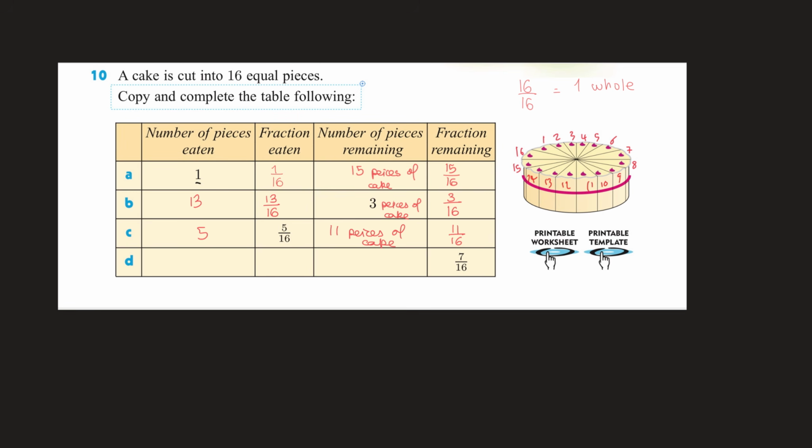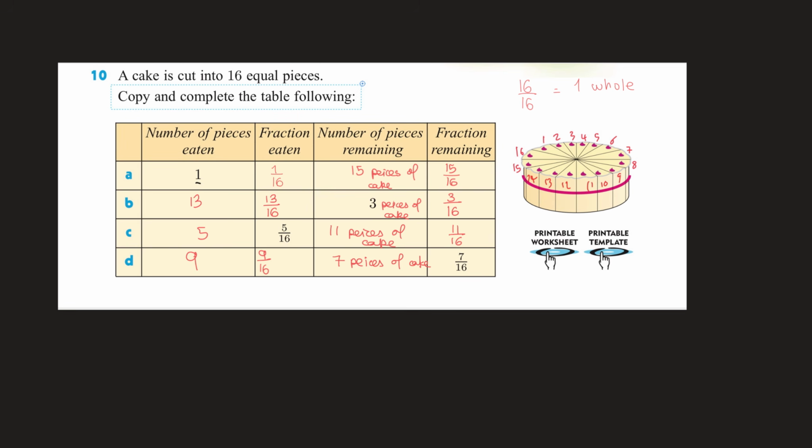That remain. Okay, over here, fraction remaining 7 out of 16. That must mean 7 pieces of cake remain. 7 pieces of cake. And how much were eaten? Well, if you had 16 and you have 7 remaining, you're looking for a number that when you add to 7 gives you 16. That's 9. 9 pieces that must have been eaten, and the fraction that was eaten was 9 out of 16.